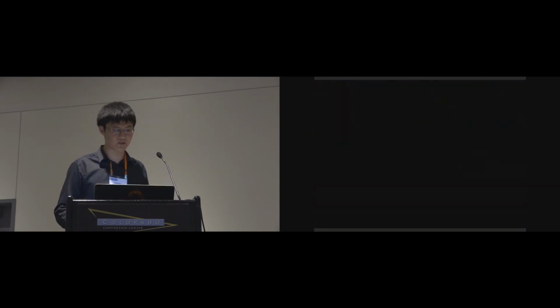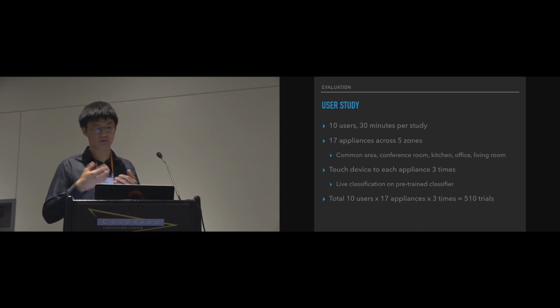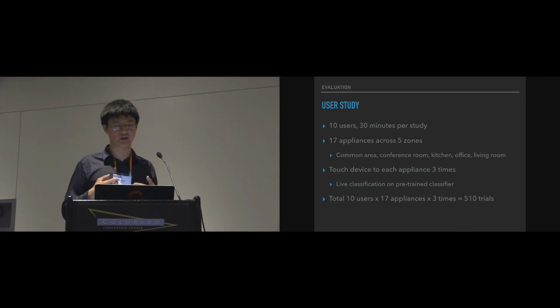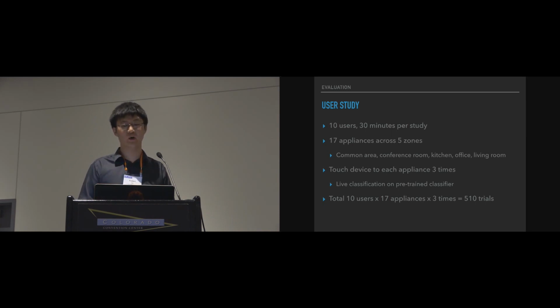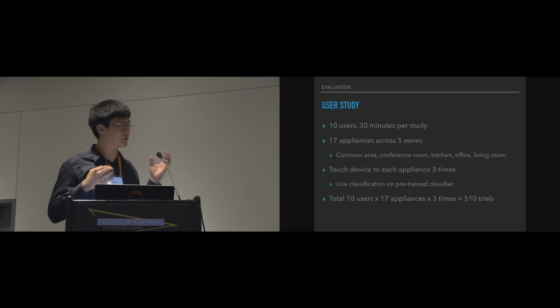So what we did was a user study with 10 users, 30 minutes per study, and we used a pre-trained classifier to recognize objects as they moved around the space. 10 users tapped on our appliances spread out over 5 different areas. We collected the output of the pre-trained classifier and used that to determine accuracy. We did not do any post hoc classification at all. So this was all done on device, whether it was correct or not.